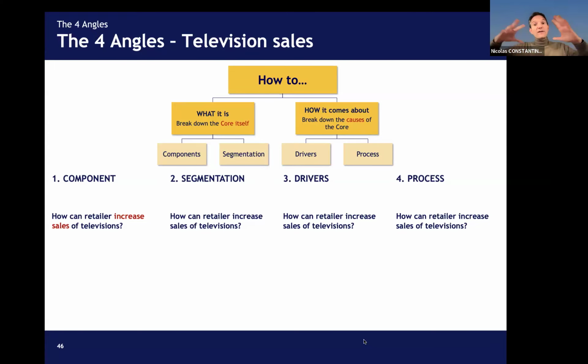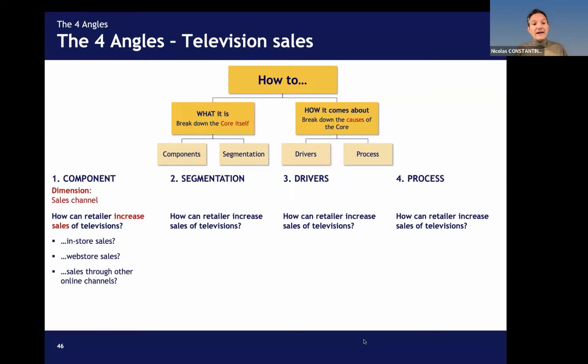Geography. Yes. If it's a retailer that has multiple stores, we could do it like that. So sales in the east, in the north, in the west, or by country. Any other ways we could think about this? I'll give you one more. The one in the example that I have here is by channel. So in the example, it would be how can we increase in-store sales, web store sales, and sales through other online channels like Amazon. So interesting, just thinking in terms of components, you came up with a whole bunch of different ways that we could execute component thinking on this question.